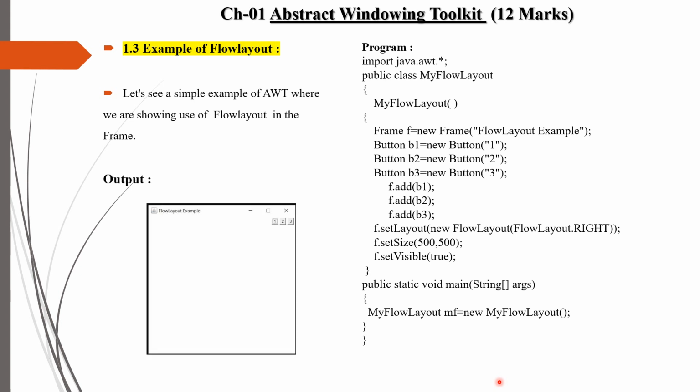The output of the program is displayed like this. One frame is created with the title FlowLayout Example. We create three buttons, B1, B2, B3, with titles 1, 2, 3 that are displayed at the right side of the frame because we pass the constant FlowLayout.RIGHT. So this is a simple example of FlowLayout. If we pass FlowLayout.LEFT, these buttons are displayed at the left side. The default value is center. So this is an example of FlowLayout.